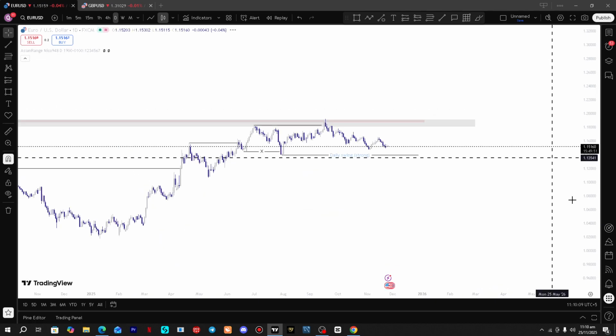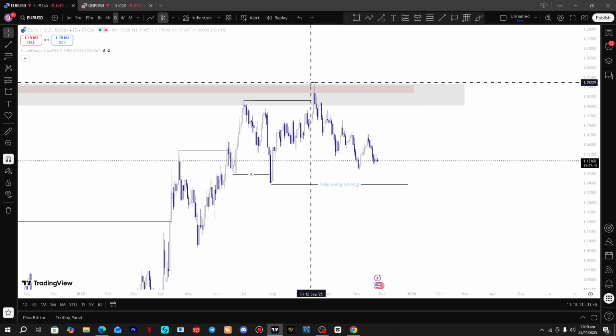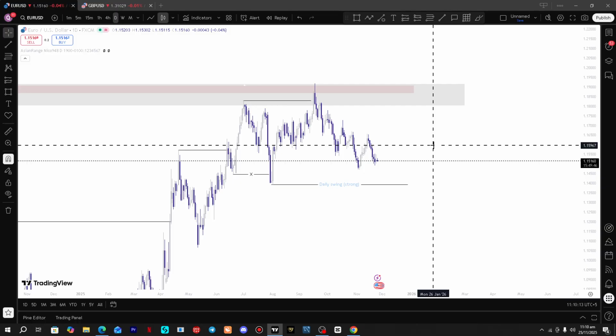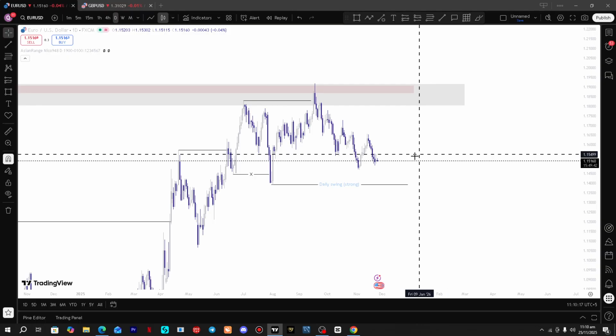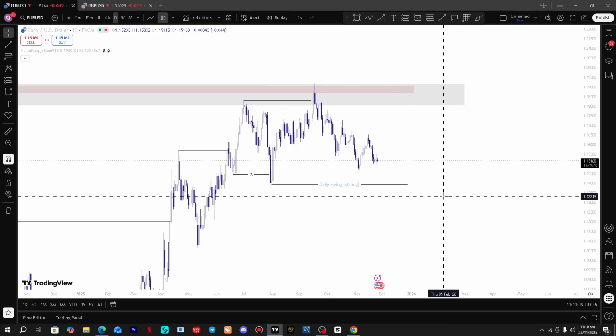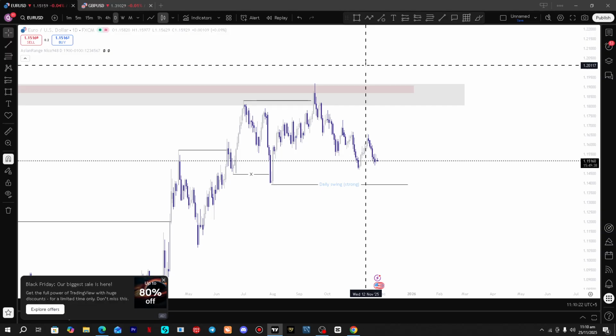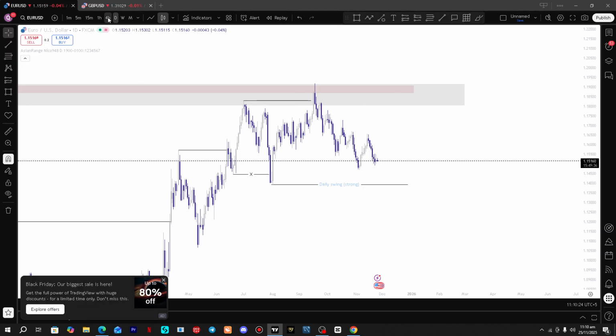Now looking at daily time frame, daily trend is bullish, but as we have marked the zones on weekly, we can anticipate that this trend can switch from bullish to bearish. So our bias is for shorts for today's session.